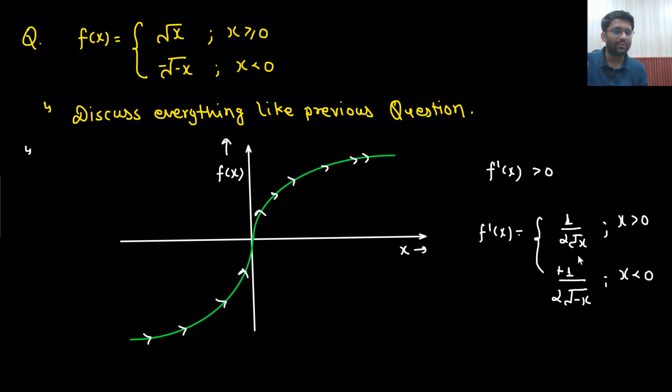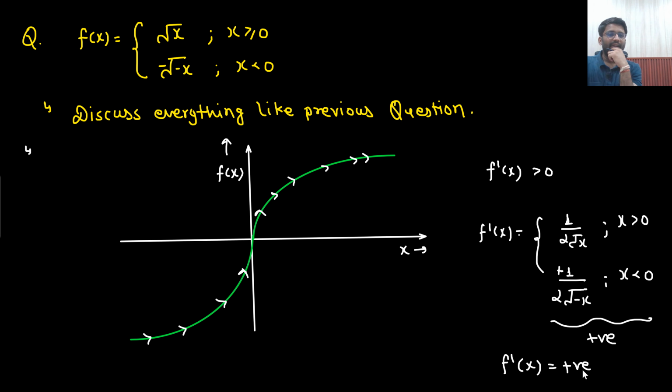Put x equals to 1 here, positive. Put x equals to 2 here, positive. This is also positive. Put minus 1 here, always the value will be positive. So always it is positive. That means f dash x is always positive.